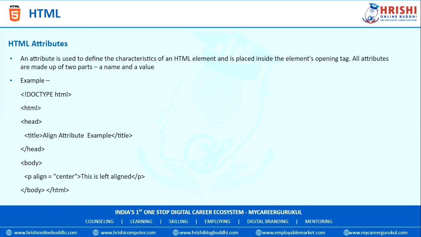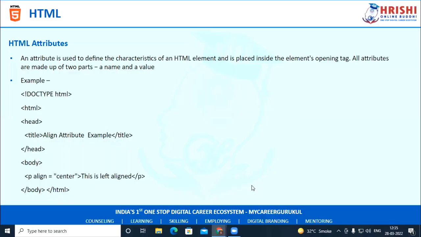Now, basically, an attribute is used to define characteristics of an element, and it is placed inside the starting tag of an element. For example, as you can see, this is a paragraph tag. This part is the starting tag of a paragraph, that is the opening bracket of P and then the closing bracket of the starting tag. So in the middle of the starting tag, we have placed an attribute name and value.